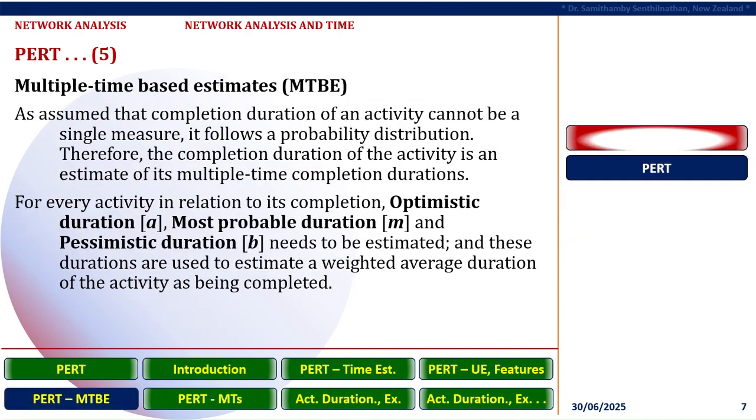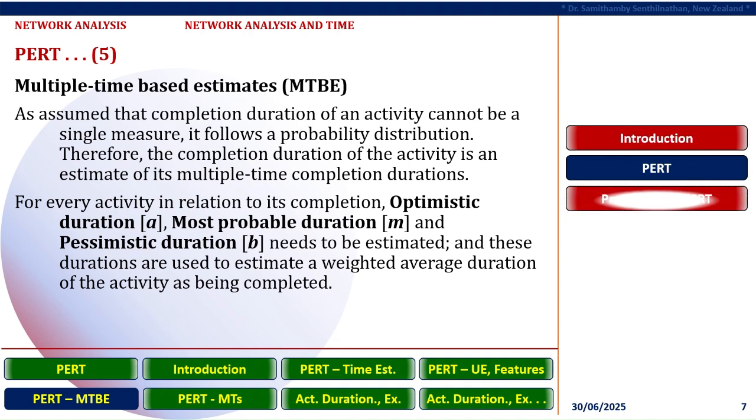Multiple time-based estimates, MTBE. It is assumed that the completion duration of an activity cannot be a single measure; it follows a probability distribution. Therefore, the completion duration of the activity is an estimate of its multiple completion durations. For every activity, the optimistic duration known as A, the most probable duration known as M, and the pessimistic duration known as B need to be estimated, and these durations are used to estimate a weighted average duration of the activity being completed.